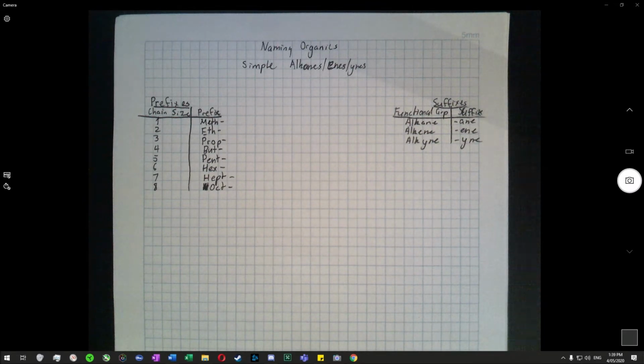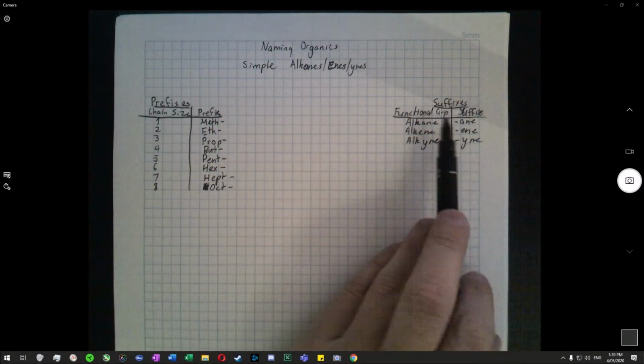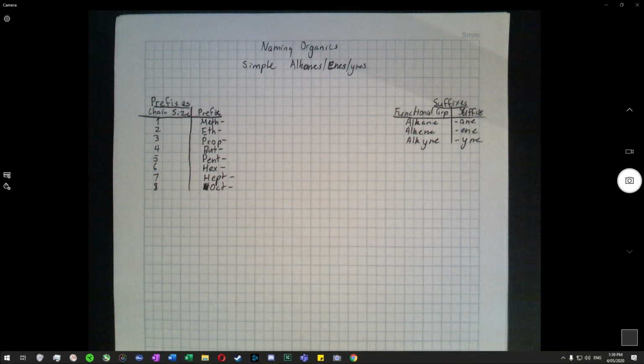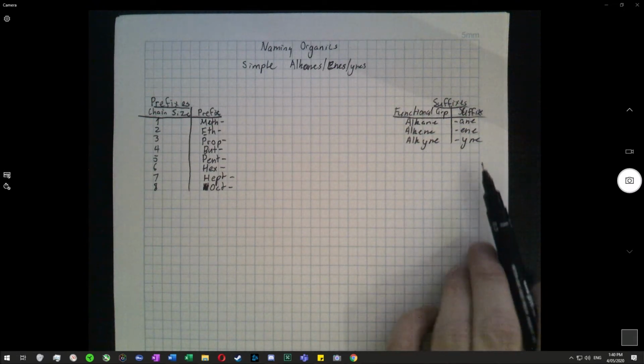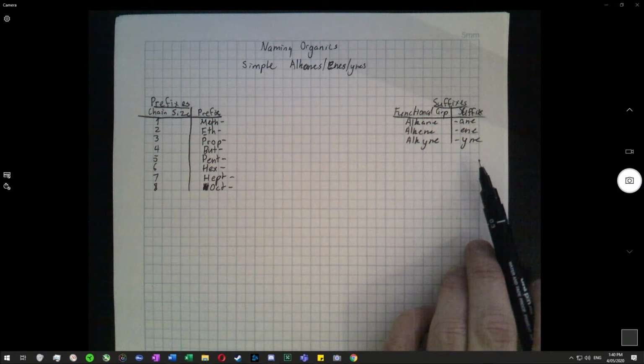Now, when we are doing naming of organics in general, a lot of it is determined by what's the prefix or prefixes, because there might be more than one, and what are the suffixes. The prefixes, generally speaking, give us an indication of how big a chain is, how many carbons are in the chain that we are looking at. The suffixes name the kind of organic chemical that we're looking at, what kind of functional group is present.